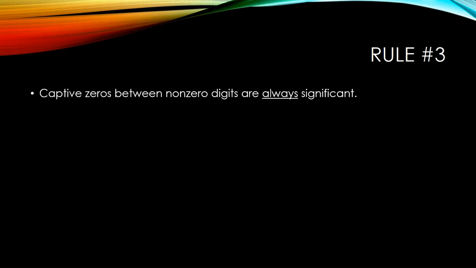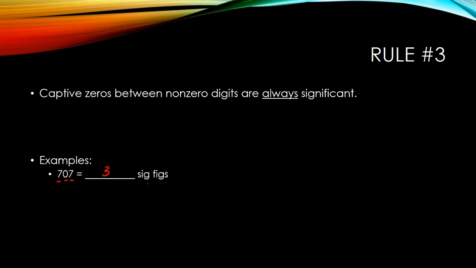It says captive zeros between non-zero digits are always significant, meaning it's kind of like a sandwich where zeros are in the middle of other numbers. Let's look at this. One example would be 707. Because the zero is trapped between 2 other numbers, the 0 is significant. So it's 3 significant figures for 707.